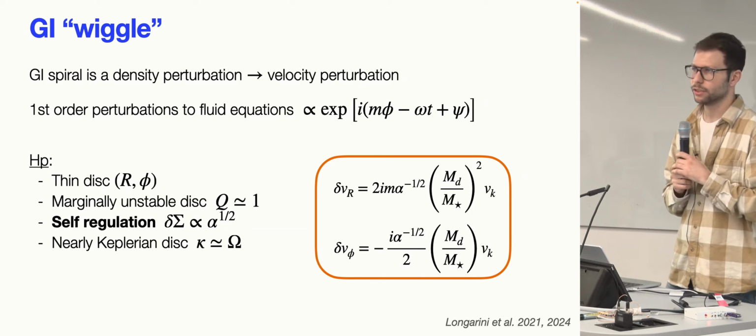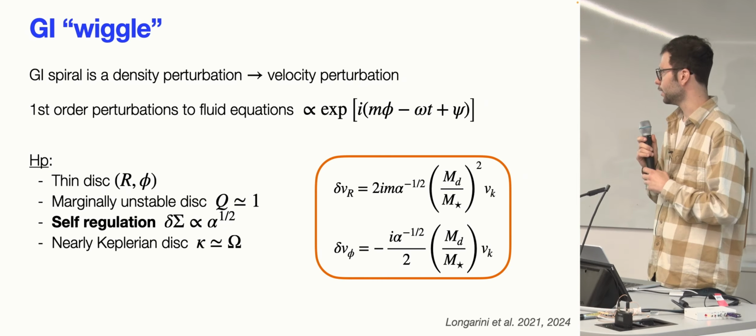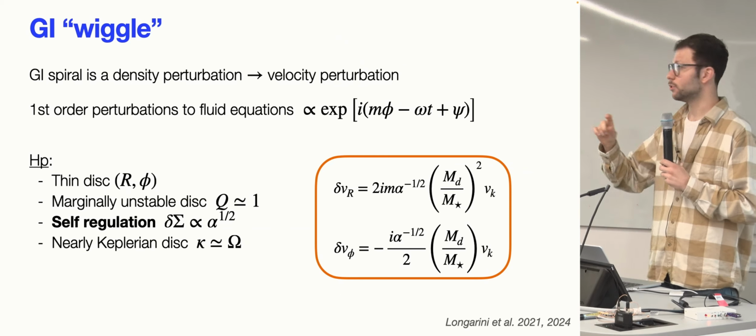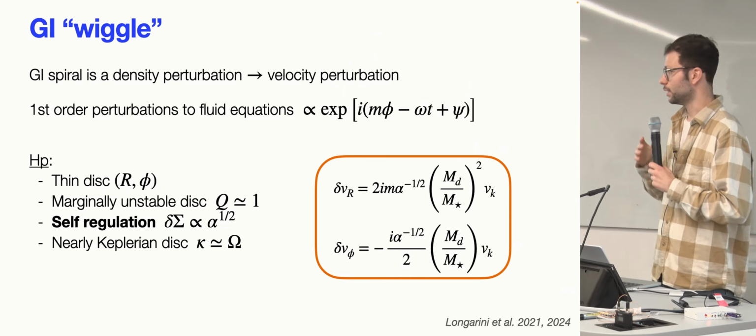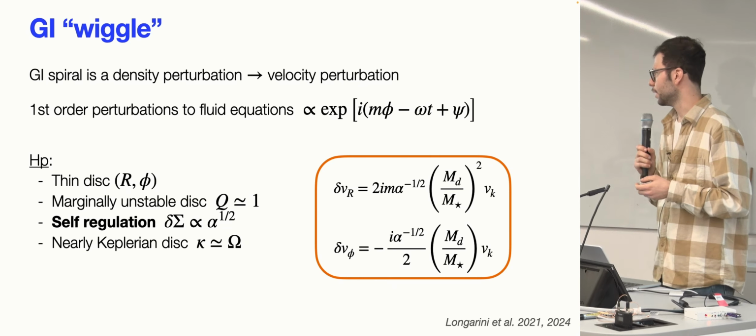So here we are considering just a thin disk that is marginally unstable, so with the Toomre parameter Q equal to 1. That is in the self-regulated regime, meaning that the delta sigma, so the density perturbation, is given by alpha, so by the amount of angular momentum that is transported. And we are considering a nearly Keplerian disk.